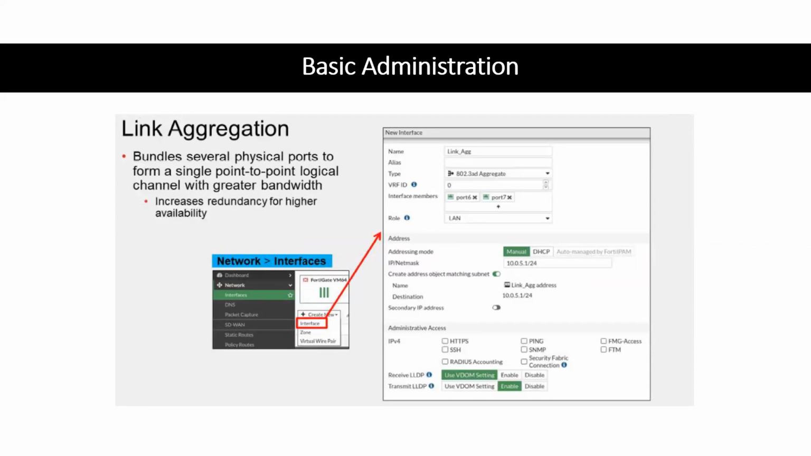Link aggregation, what is it? It bundles several physical ports to form a single point-to-point logical channel with greater bandwidth. So you guys are probably thinking, what's link aggregation? For my CCNAs out there, this is what you would call an EtherChannel. That's absolutely what a LAG is. Another word for link aggregation is a LAG. It's just a bundle of interfaces into one. It works similar to a regular interface, and it can work at either layer 3 or layer 2, similar to Cisco.